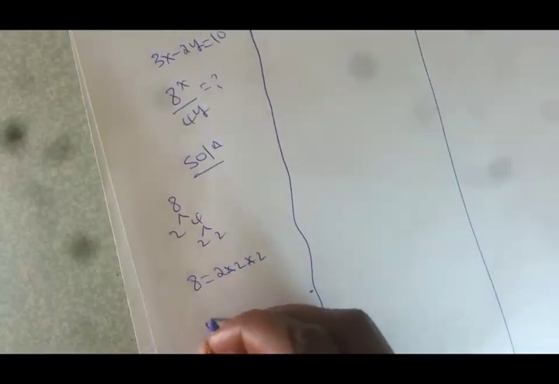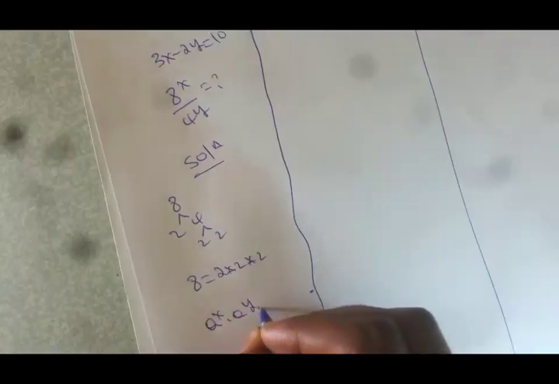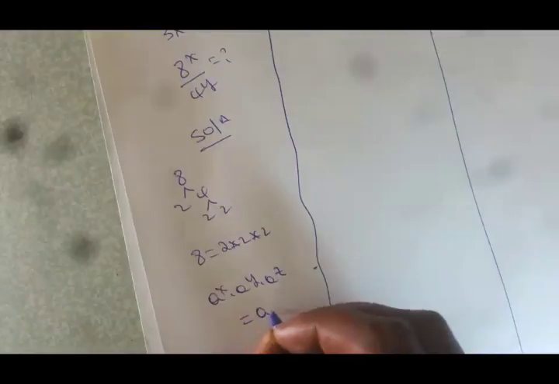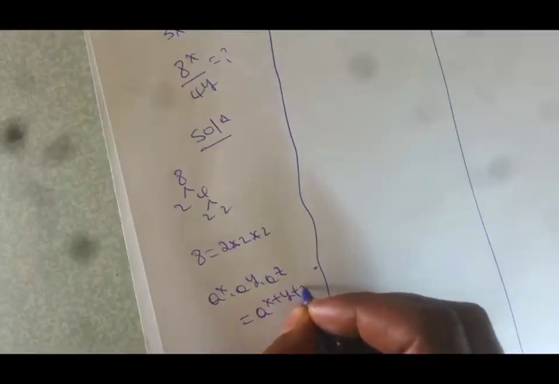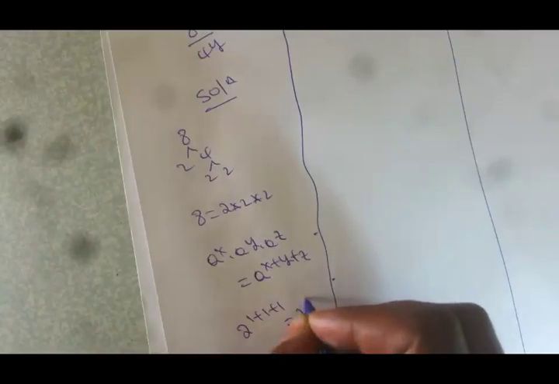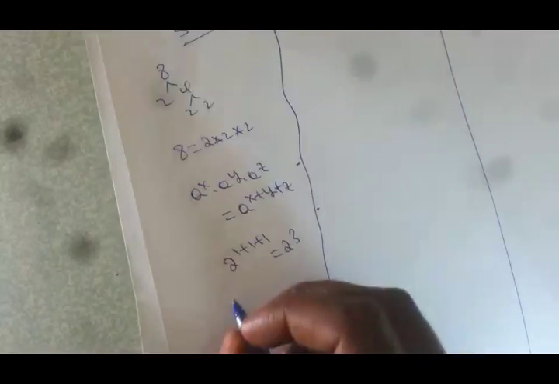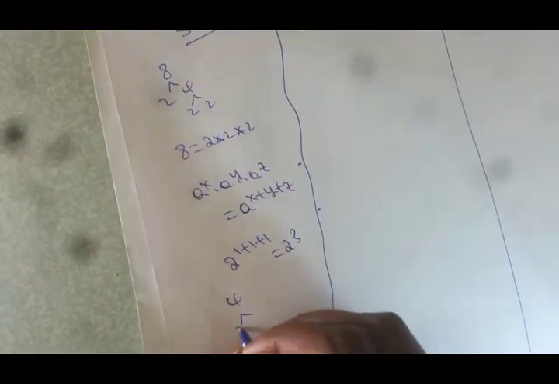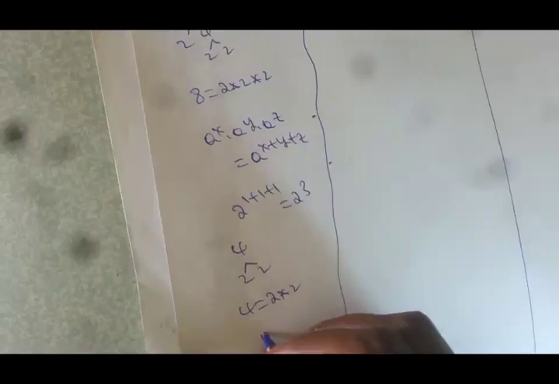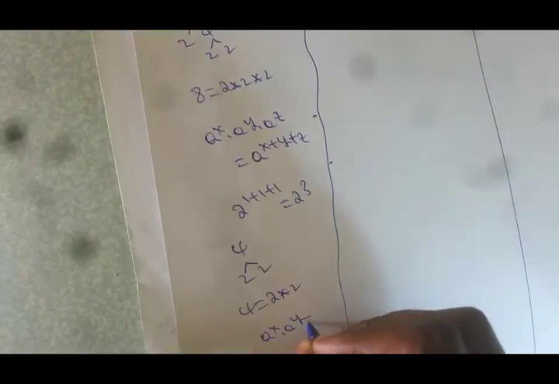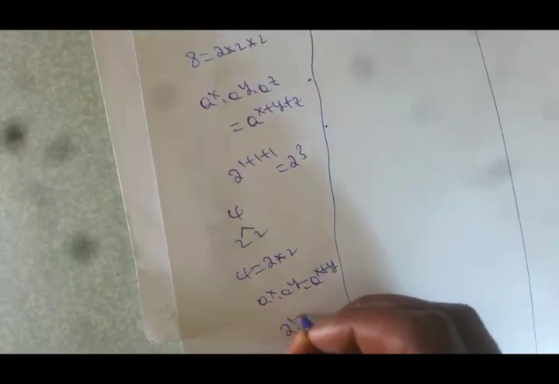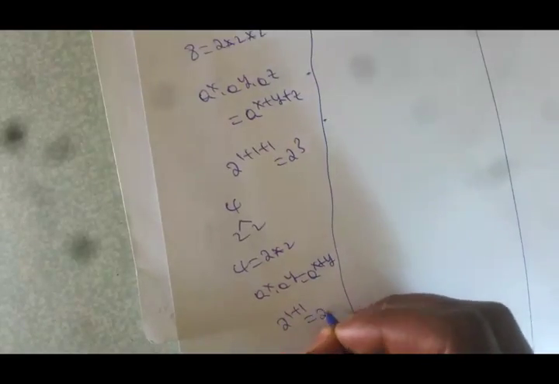And we know that a raised to x times a raised to y times a raised to z is equal to, if the bases are the same, we can add their exponents, a raised to x plus y plus z. Therefore, 2 raised to 1 plus 1 plus 1 is equal to 2 raised to 3. Can 4 be factorized? Yes, 4 can be factorized as 2 times 2. And we know that a raised to x times a raised to y is equal to a raised to x plus y. Therefore, 2 raised to 1 plus 1 is equal to 2 squared.